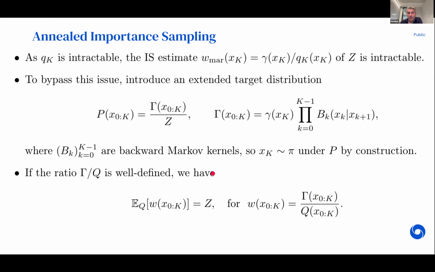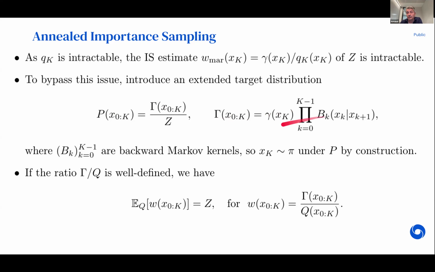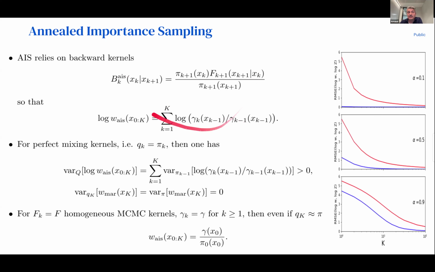So what they do in annealed importance sampling is that they pick a very specific extended target distribution. I need to define this backward Markov transition kernel. Remember that I've assumed so far that I move the particle forward using an MCMC kernel of invariant distribution pi k at time k. And I use this backward Markov transition kernel to define my extended target.